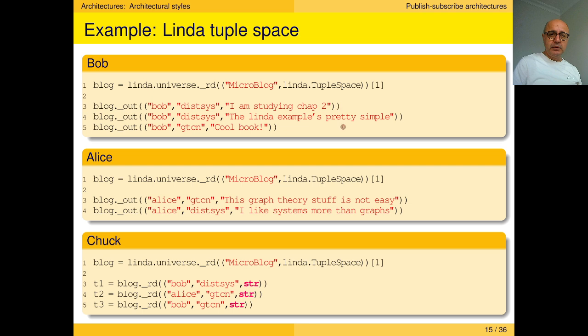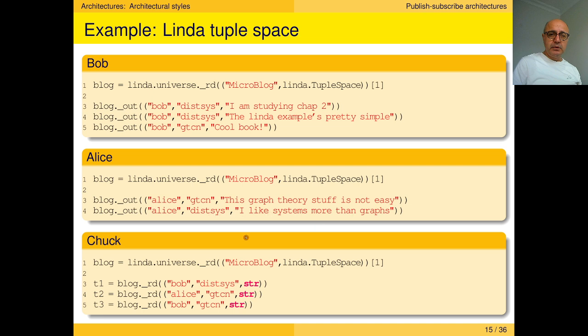Bob then adds another message under the same title, but this time the content is the Linda examples, pretty simple. And finally, Bob also adds a third message, but this time under a different title, Cool Book. Alice does a similar thing, so into the same microblog, Alice inserts two messages. One goes under the second title Bob has used, with this message. And the other is under the first title Bob has used, with this message.